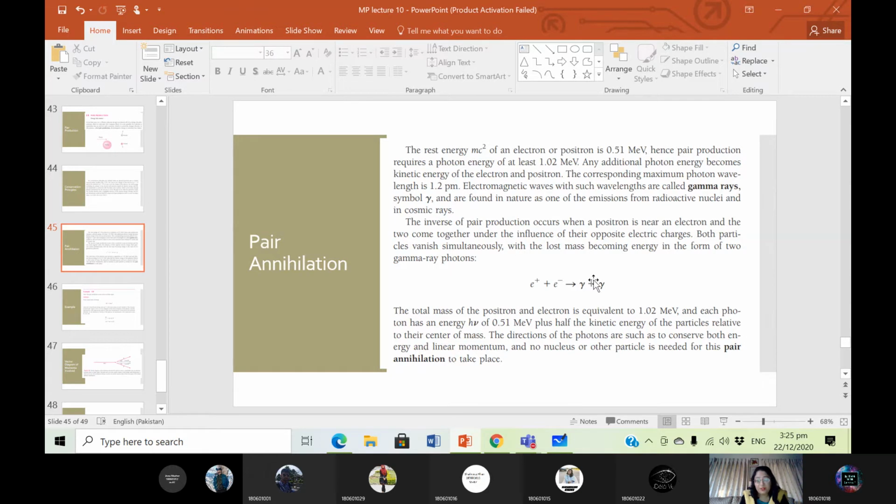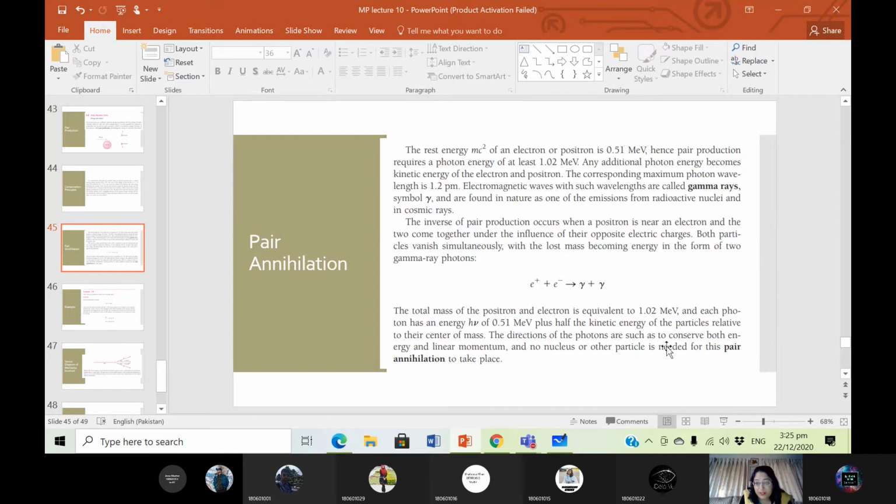Since we have two photons, each photon will have energy 0.51 mega electron volts, plus half of the kinetic energy of the particles relative to their center of mass. If each of these two also has some kinetic energy, then half of the total kinetic energy of these two particles will go into this photon, and half of that will go into the other photon. And the rest energy goes into each of the two photons.